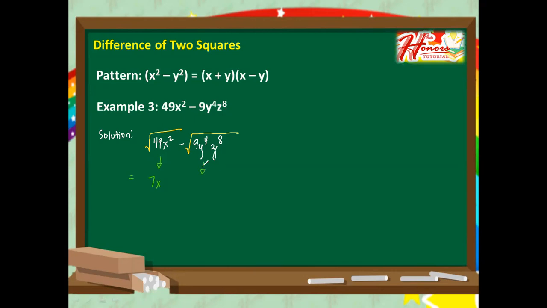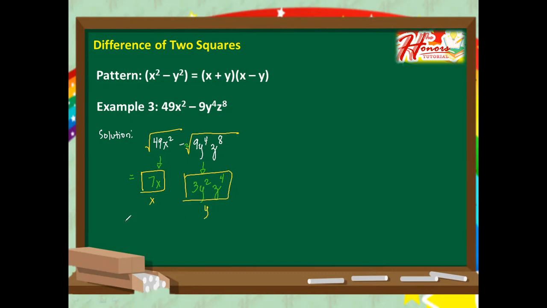Square root of 9 first, so that is 3. Square root of y raised to 4, that is 4 divided by your index, which is 2. 4 divided by 2 is 2. So that's y raised to 2. And then for z, that's z raised to 8. 8 divided by 2, that's 4. So this will be your x and this will be your y.